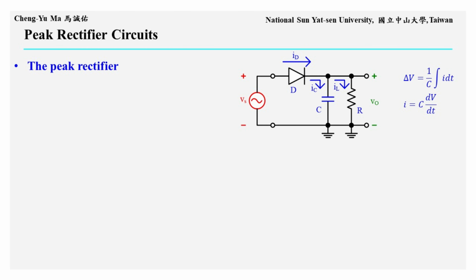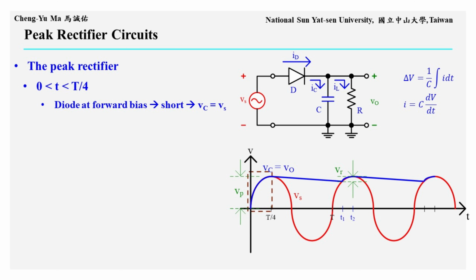Next, we discuss a more advanced peak rectifier circuit. As shown on the right, capacitor C and resistor R are connected in parallel. This parallel branch is connected in series with diode D and the signal source Vs. We will analyze the output voltage from the time domain waveform. First, consider the time interval from 0 to T over 4. During this interval, the diode anode voltage is Vs, which is positive, while the cathode initially starts at 0 volts.